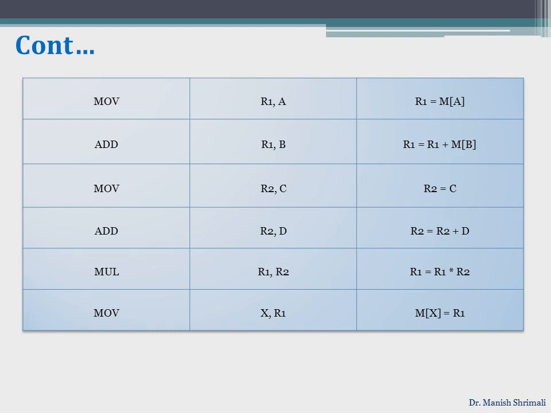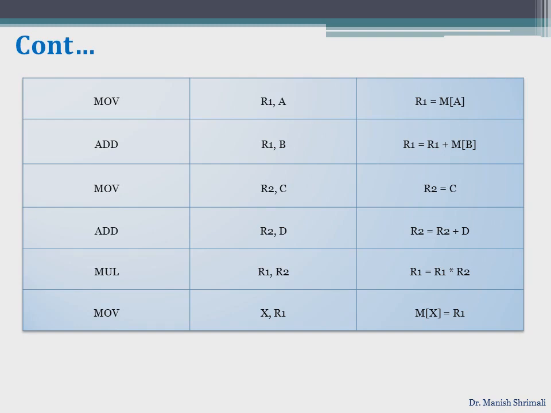As you can see, the first instruction is move, where we are moving the contents of A to the register R1, and then we are adding the contents of B to the contents of R1, where we have the contents of A, and that is finally being stored in the register R1.